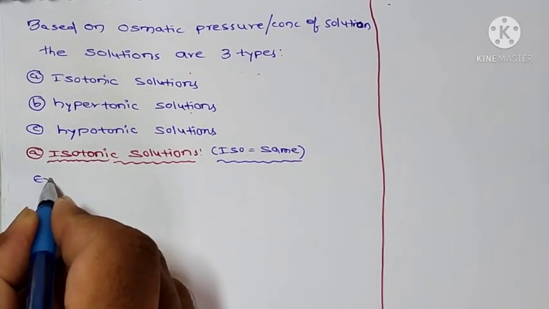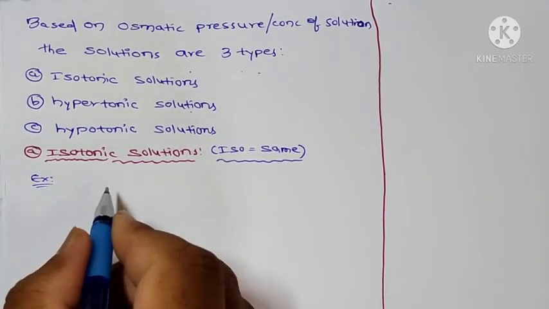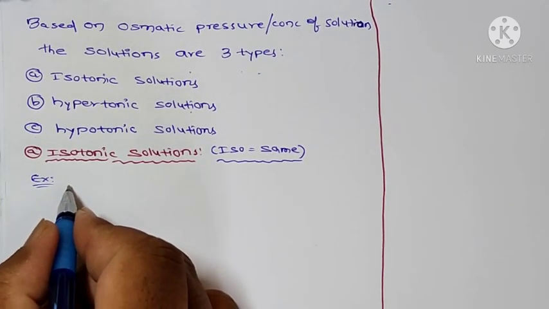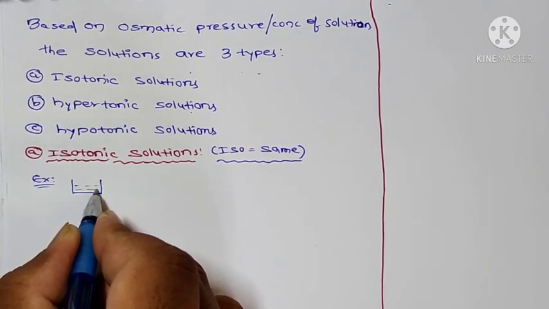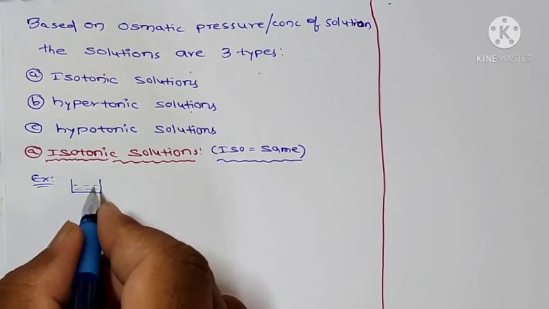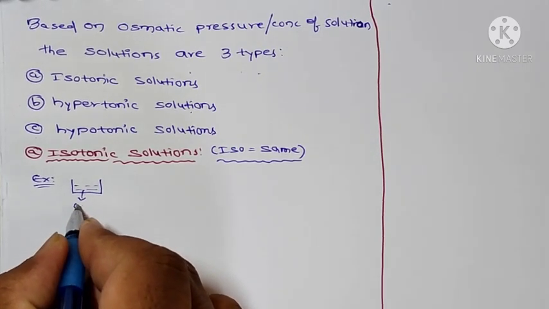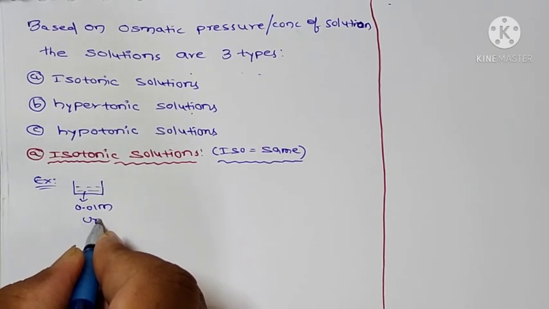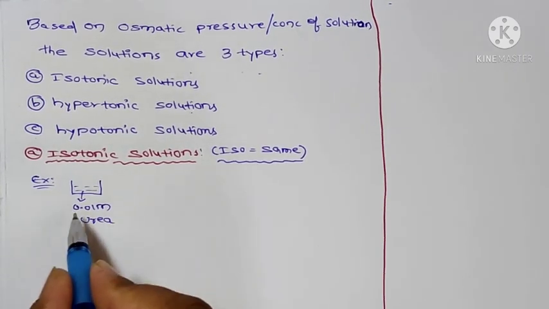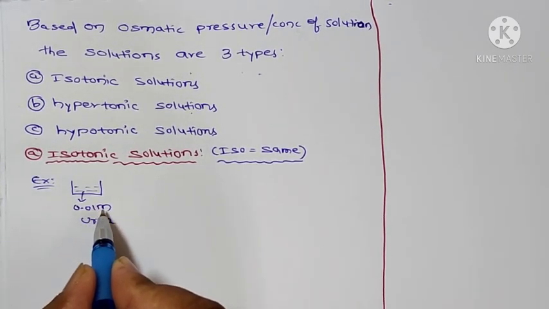Let me take an example. For example, in one beaker I am taking 0.01 m urea. The urea concentration is 0.01 molarity.